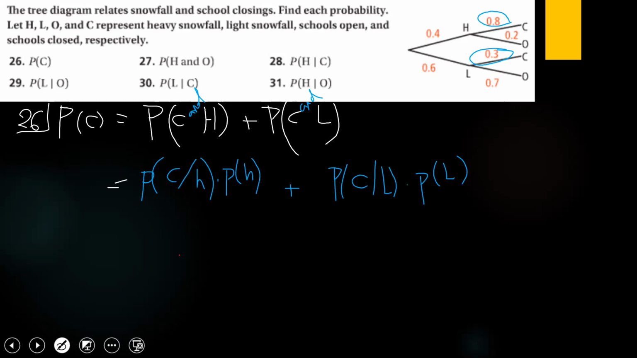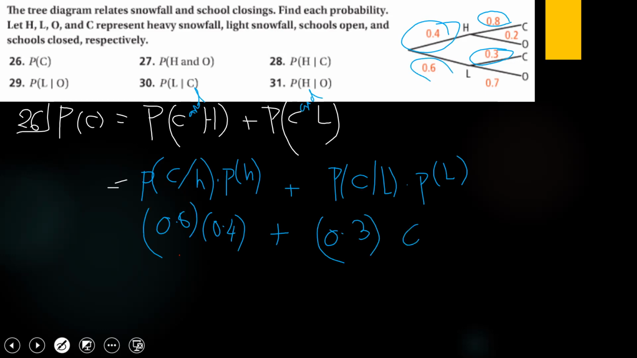And each number here, as I told you yesterday, is a conditional probability. So this is closed given heavy, and C given H and C given L. So C given H is 0.8 times the probability of H, which is 0.4, plus C given L, which is 0.3, times the probability of light, which is 0.6.